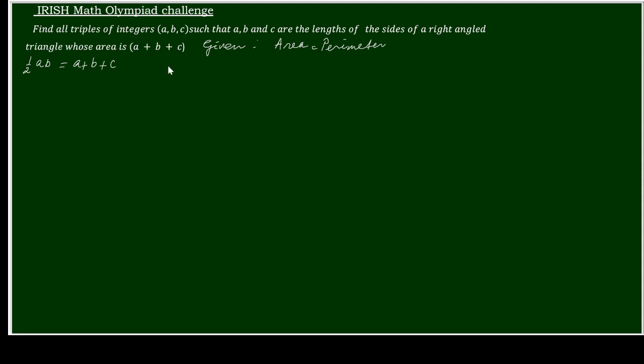So when A, B, C are sides of a right triangle, using the Pythagorean triplet principle, we can write A equals K times M square minus N square, B equals twice K M N, and C equals K times M square plus N square, on the condition that M is greater than N greater than or equal to 1, GCD of M, N equals 1, and K is greater than or equal to 1. K, M, N are all positive integers.